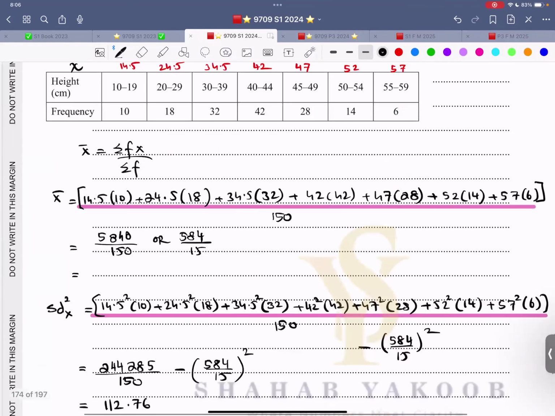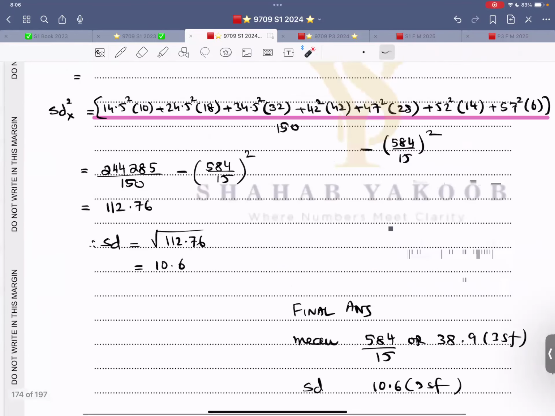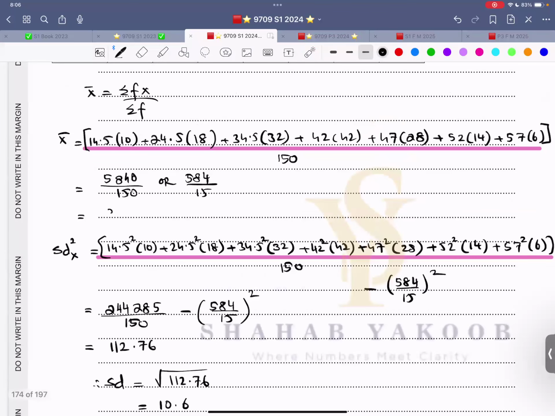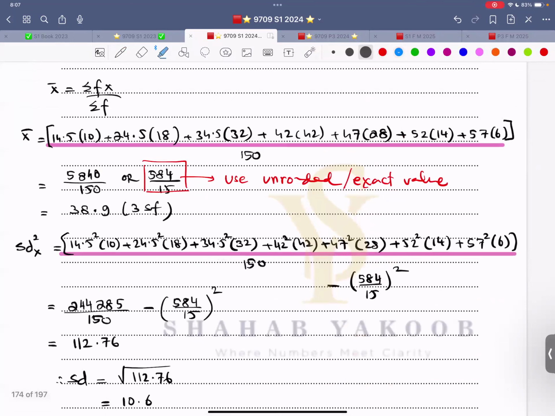For x bar, sigma fx over sigma f. So this is x times f, and so on, divided by sigma f, which is 150. Leave the answer in the exact form, and that answer was 38.93 to 4 significant figures. But if I am using it for variance, use the unrounded or exact value. So in this case, I'm using this exact value right over here.